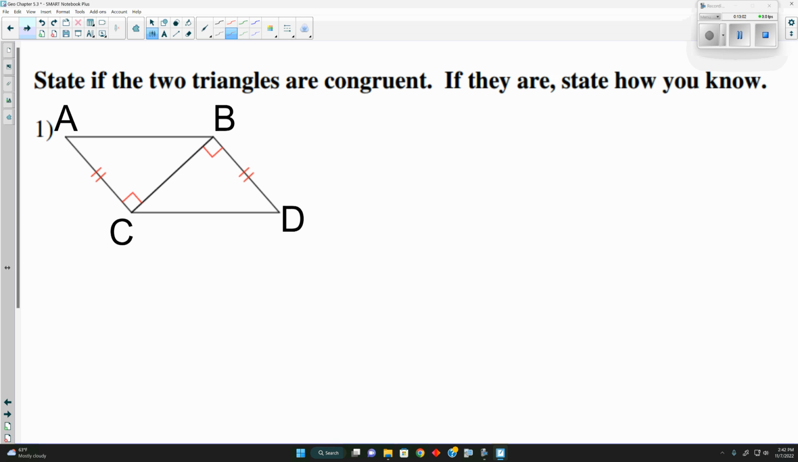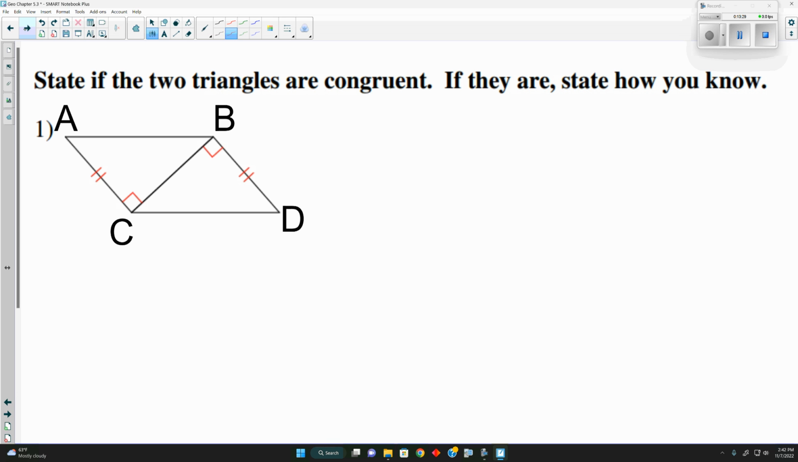The next part, guys. State if the two triangles are congruent. If they are, state how. So I added letters to it. I would do the same, so go on and put those in. Because when we state how, we're going to give information. The letters A, B, C, D aren't on your page, so you need to add those in.